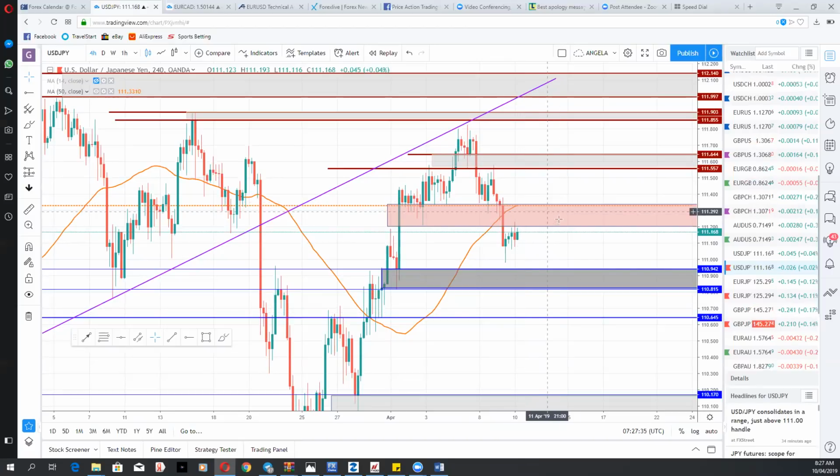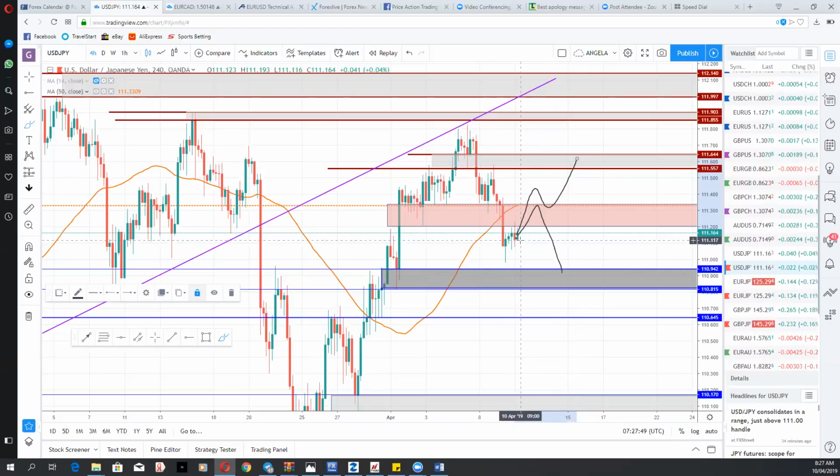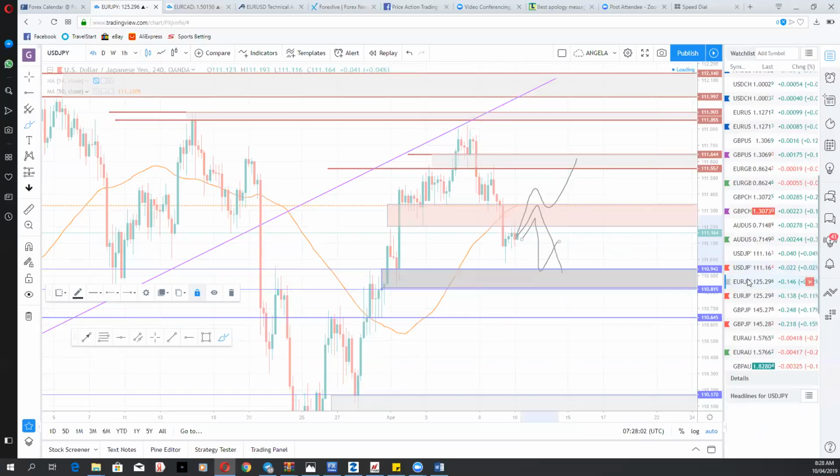So a move above this area, this 113.33, may send price to this place. So this is your game plan. You wait for a move into this area, rejection and a move down, or a break above, retest and a move higher into this area, or a move in here and a drop and a move up. So that is it for the USDJPY. The next one we'll be looking at is the EURJPY.